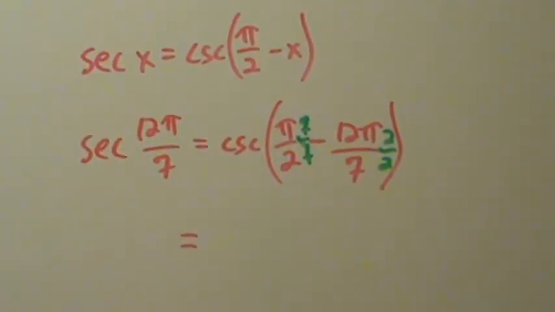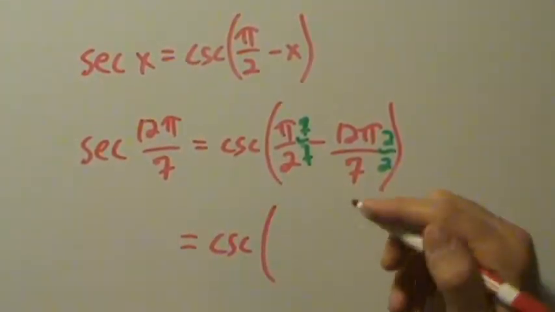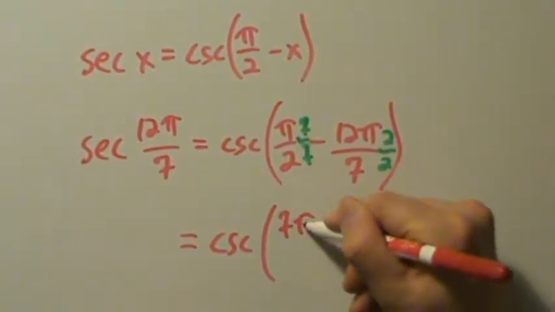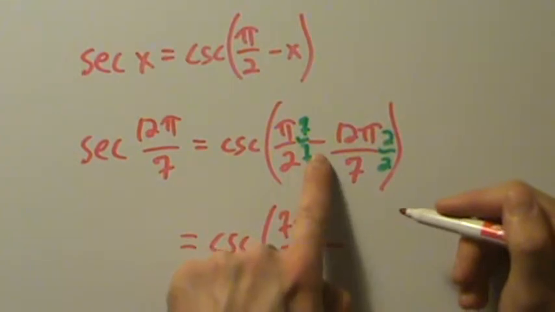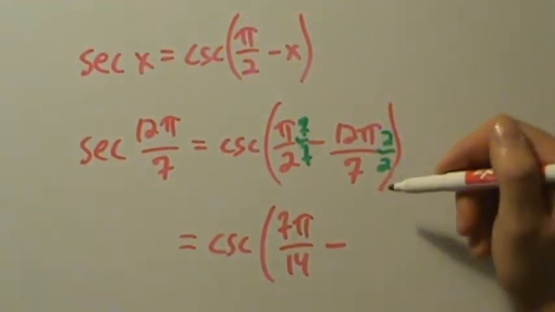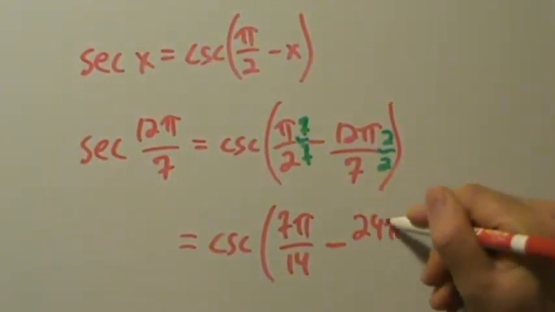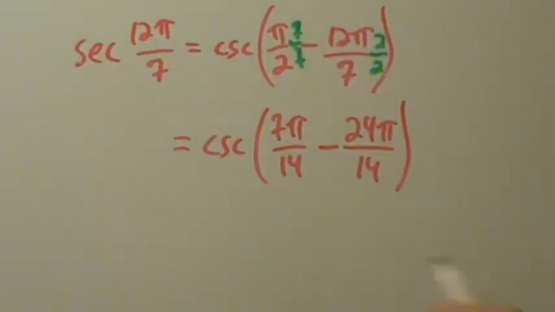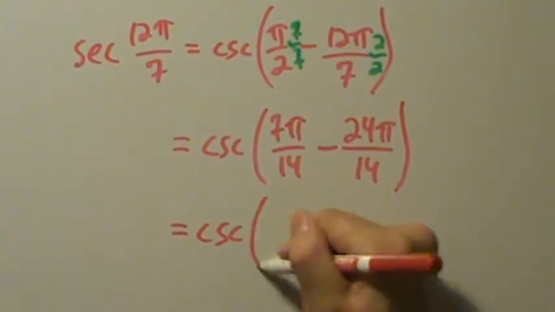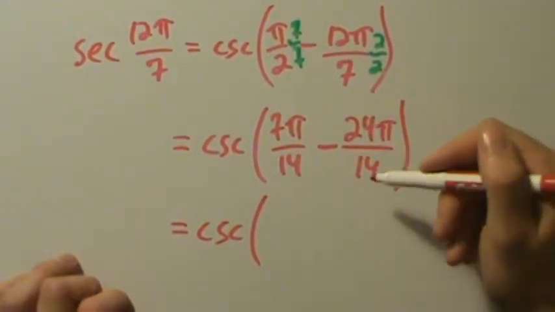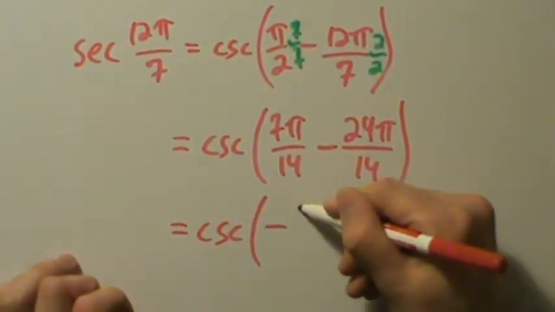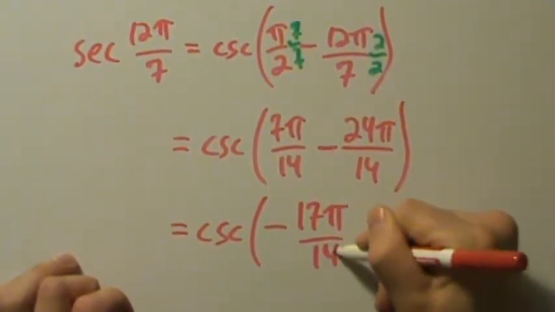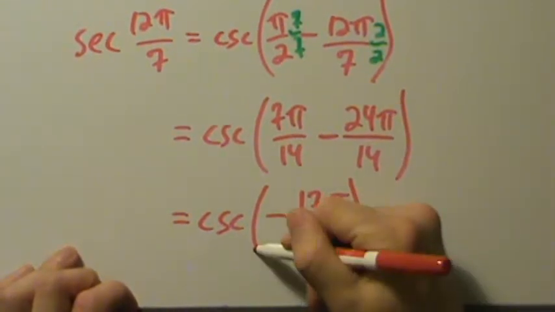So what we get is cosecant of pi over 2 times 7 over 7, that's 7 pi over 14, and then minus 12 pi over 7 times 2 over 2 is 24 pi over 14. Terrible numbers. And then this equals cosecant of 7 pi over 14 minus 24 pi over 14, which is negative 17 pi over 14. That's just awful.